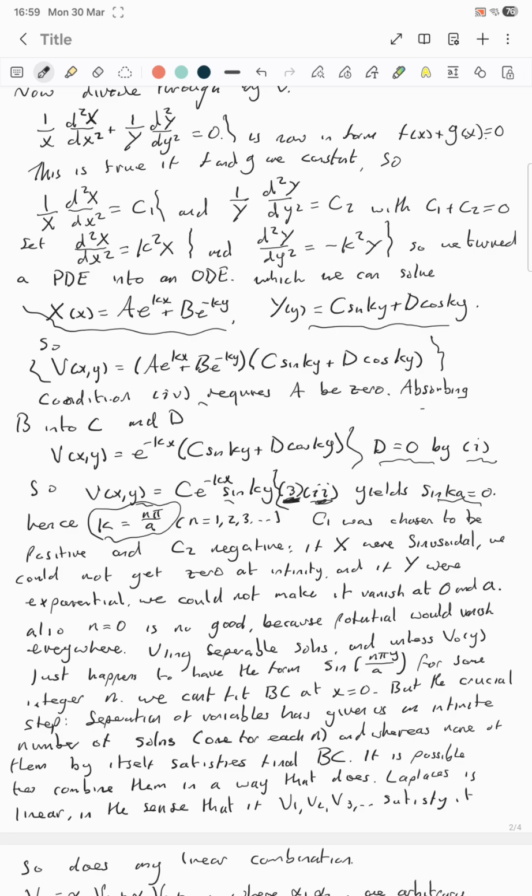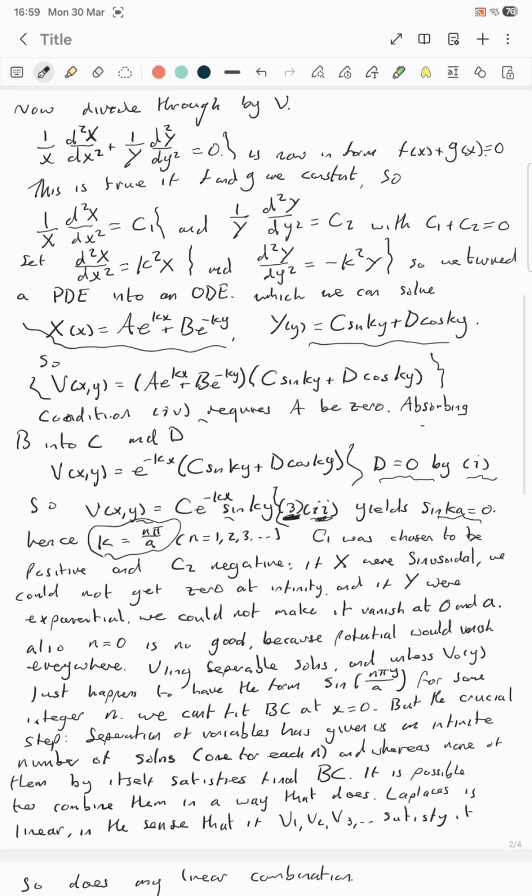Now using separable solutions, unless V0 of y just happens to be the same form as sine of n pi y over a for some integer n, we can't fit the boundary conditions at x equals 0. But the crucial step, separation of variables, has given us an infinite number of solutions, one for each n. Whereas none of them by itself satisfies the boundary condition, it is possible to combine them all in such a way that it does.